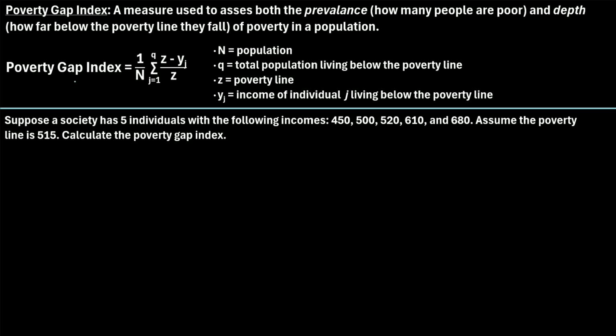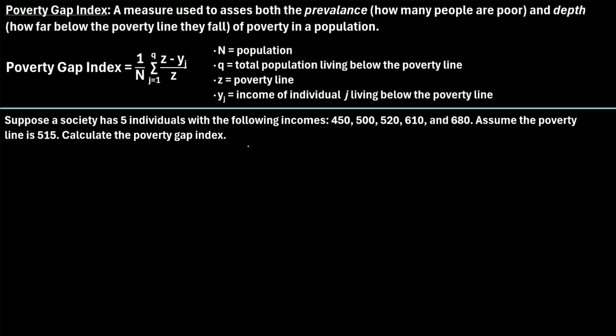Now here's the formula we can use to calculate the poverty gap index. We do 1 divided by n, where n is the total population, and then we multiply that by the summation of j equals 1 to q, where q is the total population living below the poverty line, and we're taking the sum of these values, z minus y sub j divided by z, where z is the poverty line, and y sub j is the income of individual j living below the poverty line.